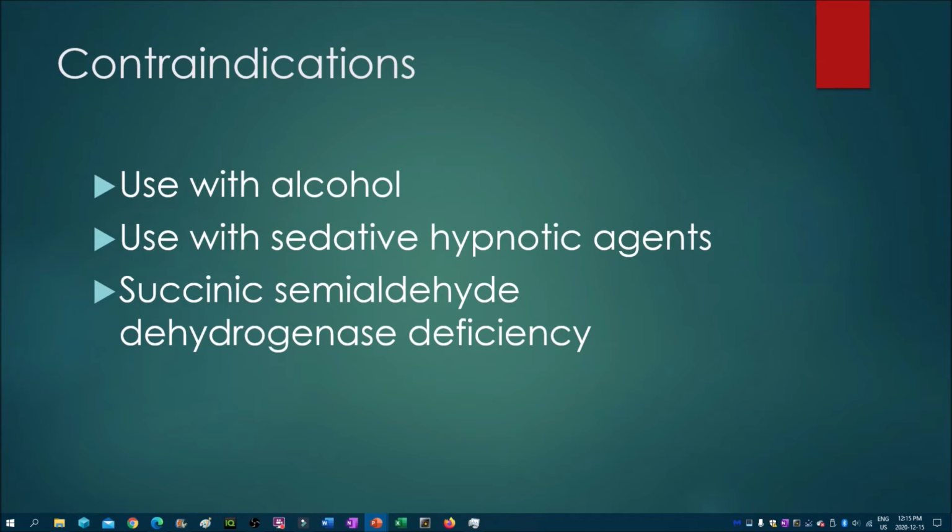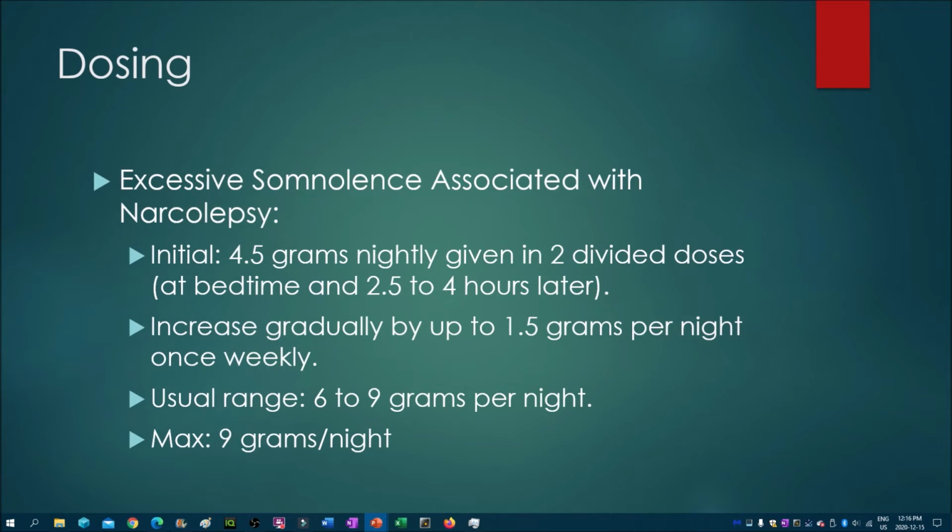With respect to contraindications or reasons we would not be able to prescribe this medication to a patient, well, we wouldn't give it to a patient who is also using alcohol, so this medication cannot be used with alcohol. It cannot be used with other sedative hypnotic agents. As well, if a patient had a succinic semialdehyde dehydrogenase deficiency, they would also not be able to use this medication.